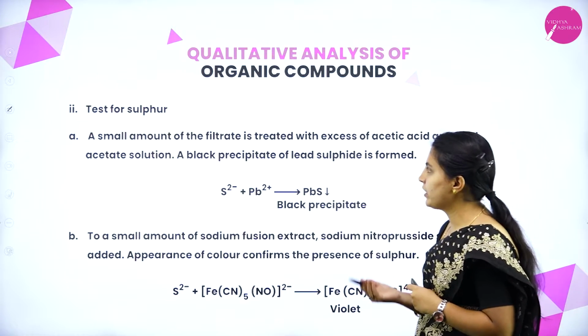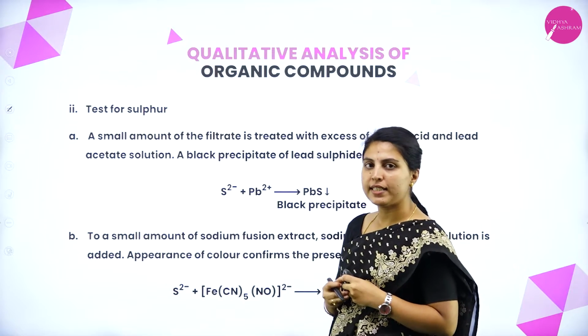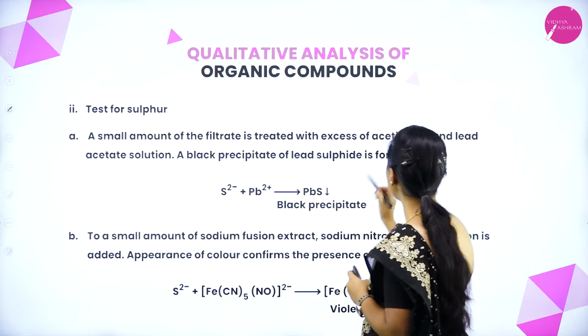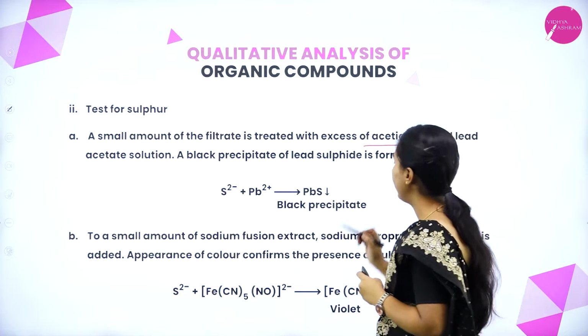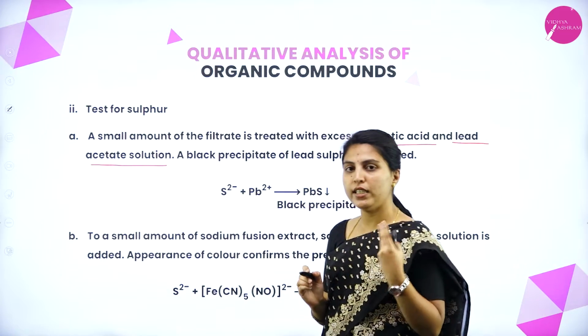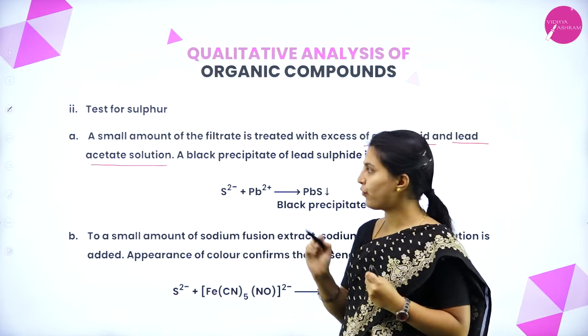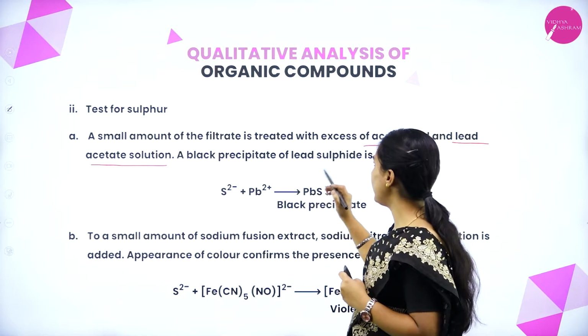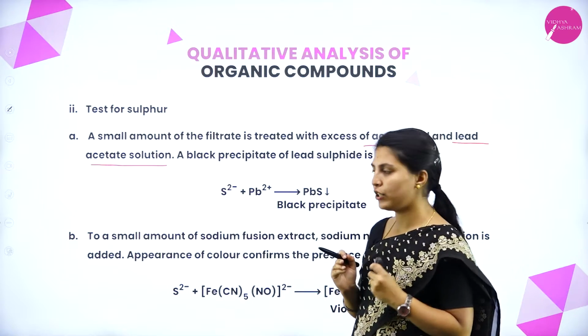Next is the test for sulfur. A small amount of the filtrate is treated with excess of acetic acid and lead acetate solution. The second part of the sodium fusion extract is used for the detection of sulfur. For that, lead acetate and excess acetic acid are used.